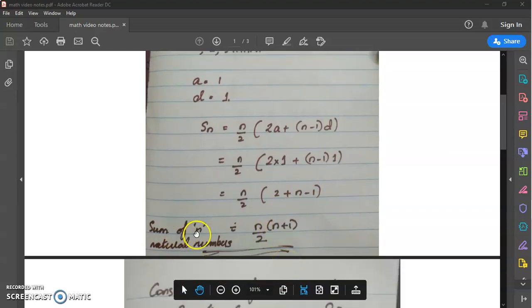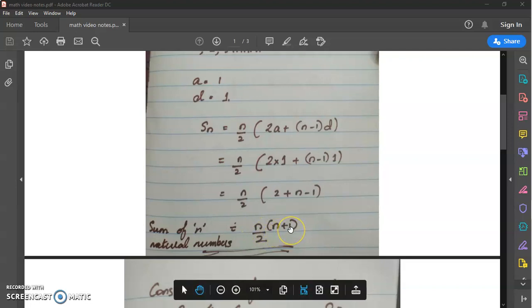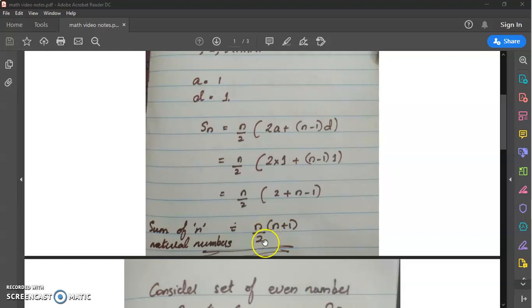So what is the sum of n natural numbers? N by 2 into n plus 1. So what does this mean? If I ask you to find the sum of the first 5 natural numbers, that is 1 plus 2 plus 3 plus 4 plus 5, there we don't need to add it. We just put n as 5. 5 by 2 into 5 plus 1. 5 plus 1 is 6. 5 into 6 is 30. 30 by 2 is 15. 15 is the answer.